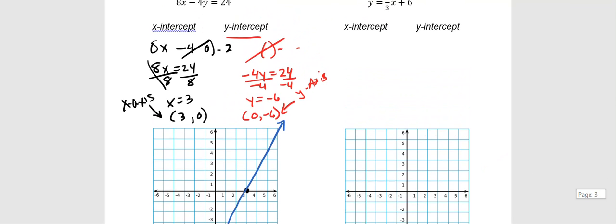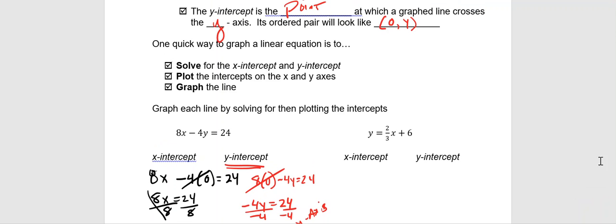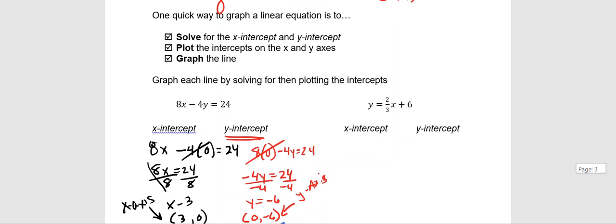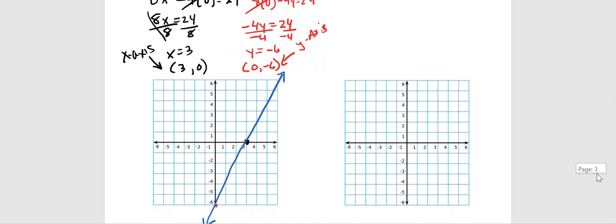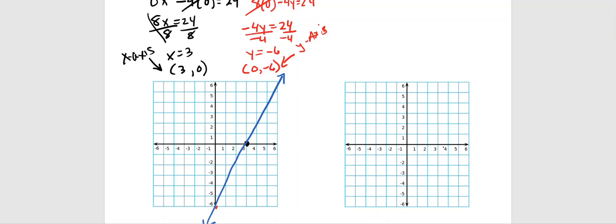So you're going to repeat this process for the next equation. Now be careful, there's some fractions here, so just make sure you use your operations accordingly with 2/3 when you solve for x and when you solve for y. But you should be able to get 2 points that by design will be able to fit on this coordinate plane as your x-intercept and your y-intercept. From those 2 points, you'll graph your line. So that's all that I will ask you to do, and we'll have more review when we come back to class.